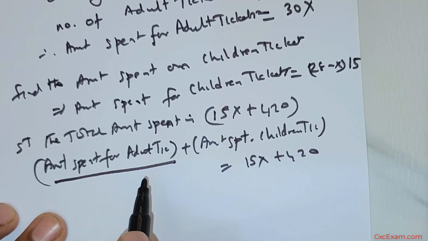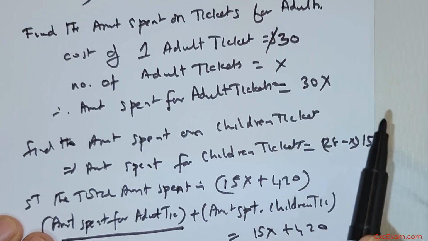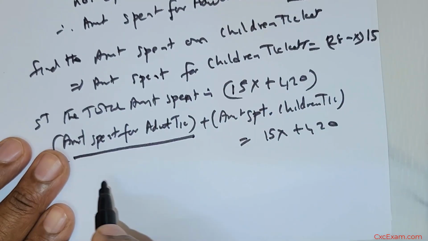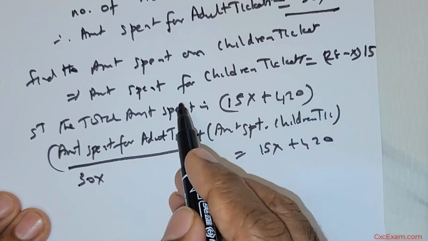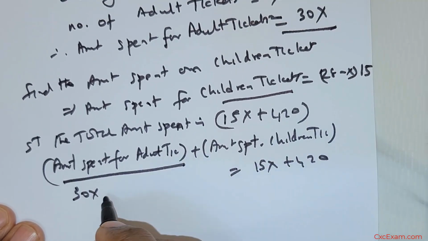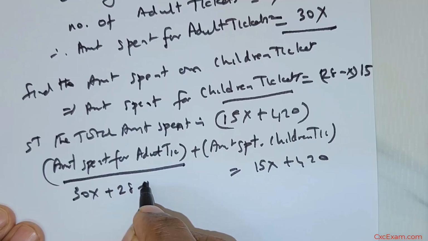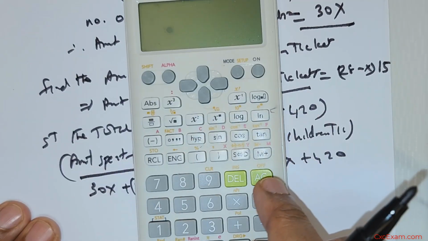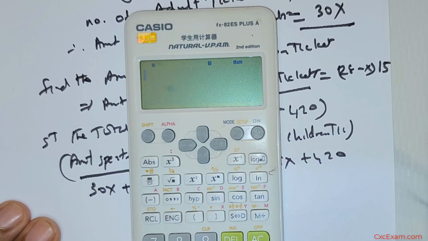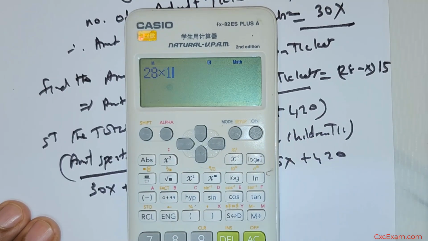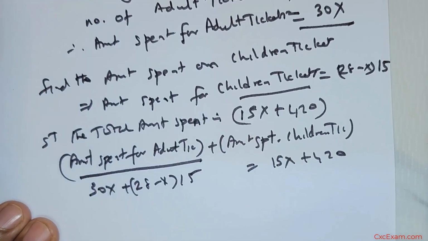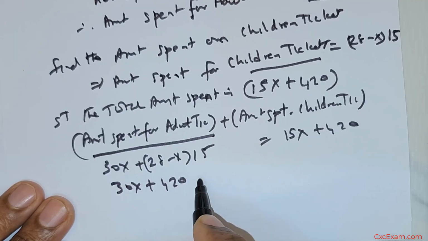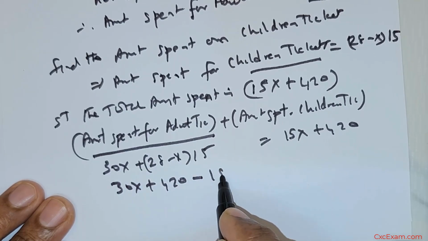But what is the amount spent for adult ticket? Amount spent for adult ticket is what? Over here 30x plus amount spent for children ticket. What is that? 28 minus x times 15. So find out what happens when you multiply 28 with 15. 420. So this is 30x plus 420 minus 15x.